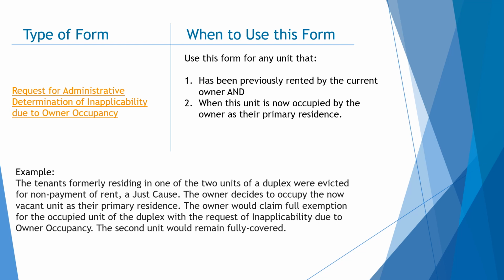As an example, the tenants formerly residing in one of 2 units of a duplex were evicted for non-payment of rent. This is a just cause for eviction. The owner decides to occupy the now vacant unit as their primary residence. The owner would claim full exemption for the occupied unit of the duplex with the request of inapplicability due to owner occupancy. The second currently rented unit would remain fully covered.